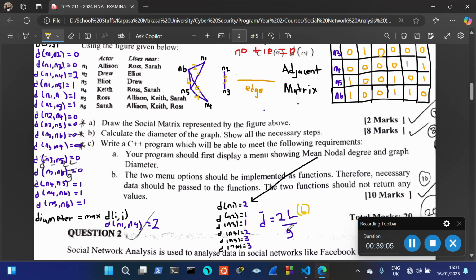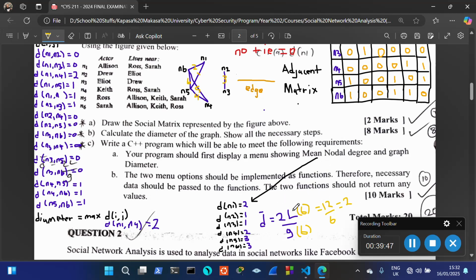Then we have G. G stands for graph nodes. So how many nodes do we have on this graph? We have 6 nodes, so G would also be represented with a 6. Now to calculate this, we say 2 times 6, which gives us 12. Then we divide by 6. So 12 divided by 6, we get 2. So we are saying the average or the mean nodal connectivity is equal to 2. That's the meaning of mean nodal degree.